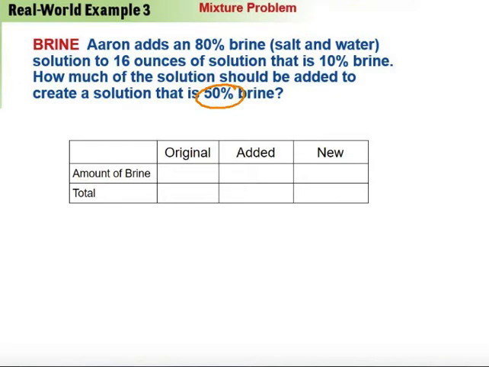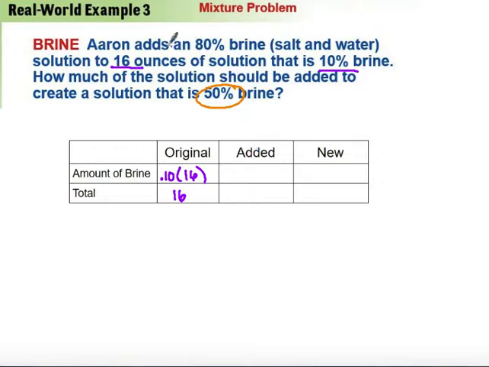All right, so I started out with a table to help us organize our information. We're going to look at the amount of brine that's in the original, what we're going to add, and what our new brine is going to have. In the original, it said the original was 16 ounces, and the original solution was 10% brine. So the original was 10% of 16 ounces. Our total number of ounces at this point was 16.